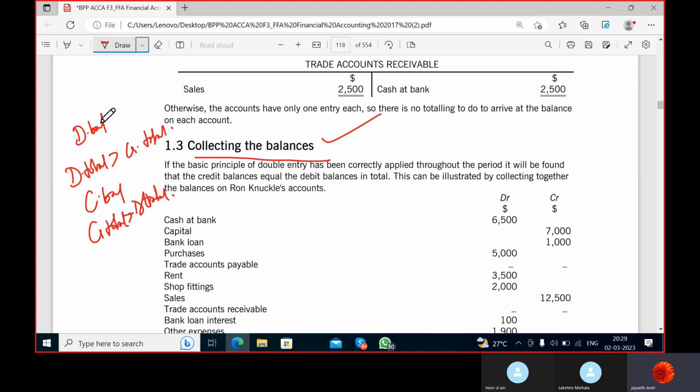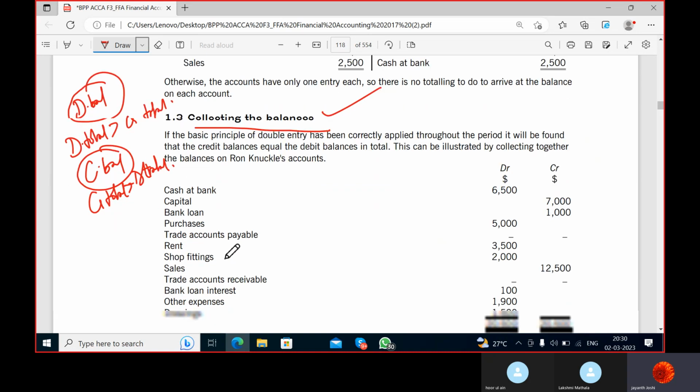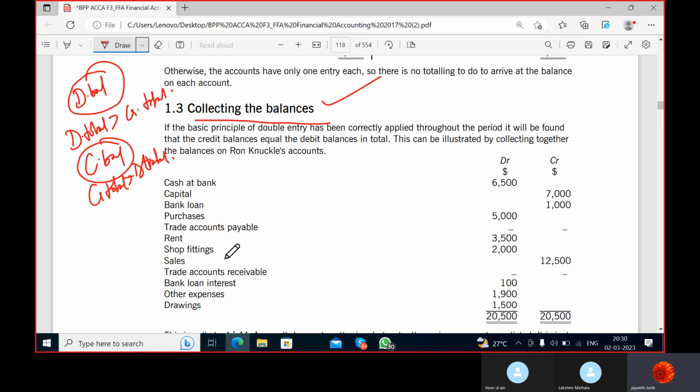So now what we'll do is we will put all the debit balances and credit balances in the trial balance. Please understand, I'm starting the trial balance, and you see how we will do it.